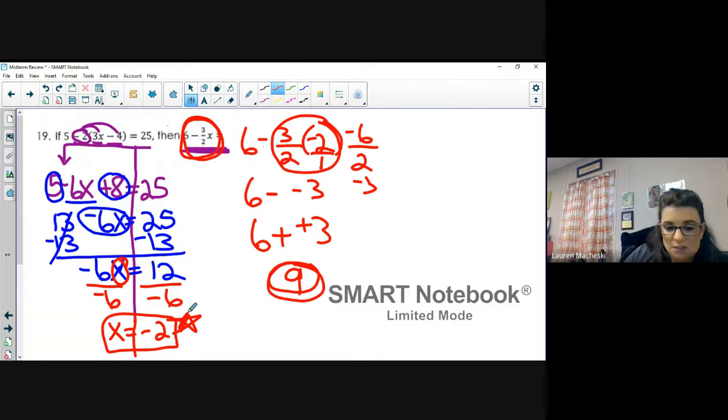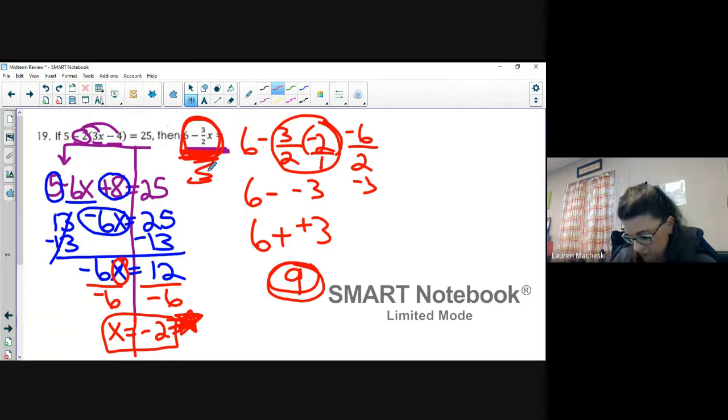Your answer is not -2. This -2 helped you finish getting your answer. So be cautious in these. You always have to solve the first one in order to be able to finish getting the actual answer that they want.